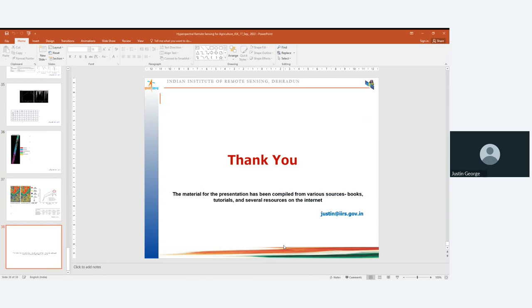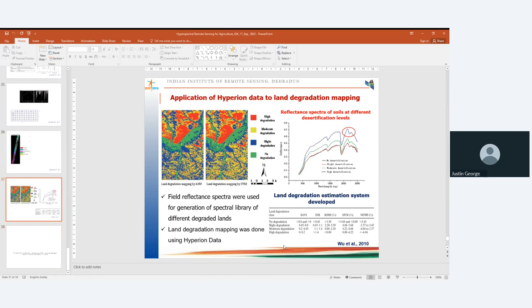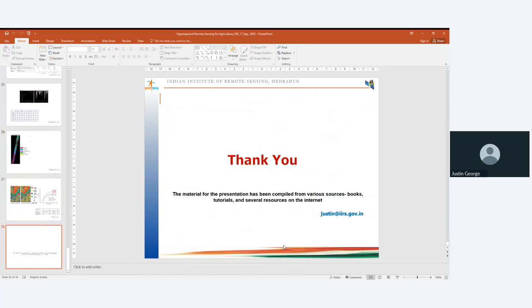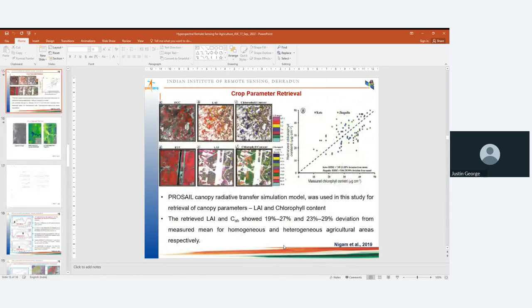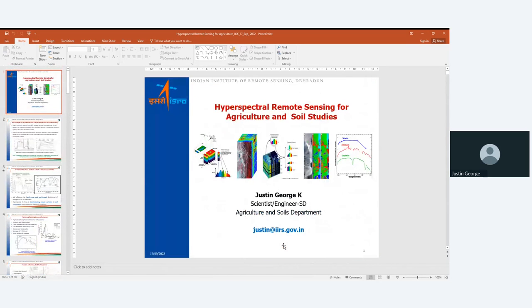So this is in short the various applications for which hyperspectral remote sensing data has been used by various researchers across the globe, within our country as well as in other countries. The applications are not limited to what we have discussed, but within the limited time, I just tried to showcase the major applications for which hyperspectral remote sensing data has been used by various workers. So that's it from my side. I think I stopped within my time. If you have any further queries, I will be happy to answer.